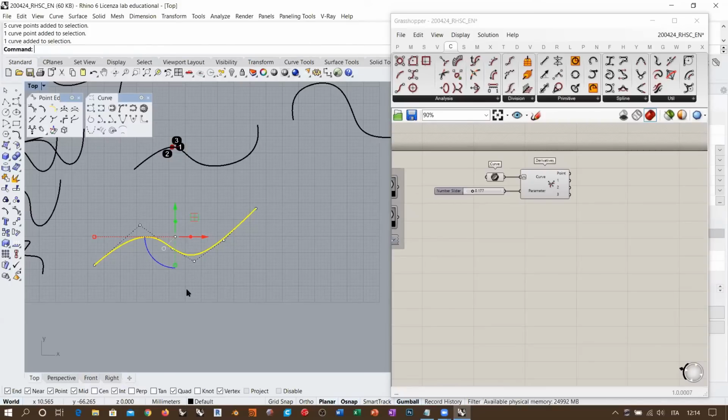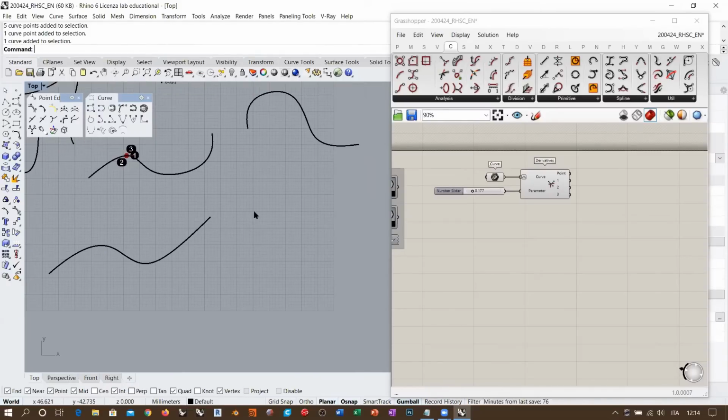Degree 3 with 4 control points is a single span curve. 5 control points means we have 2 spans. 6 control points means we have 3 spans. So each control point adds a knot and therefore adds a span. We will see this also in detail later on when we discuss surfaces. I prefer to do this with surfaces because it's more relevant.